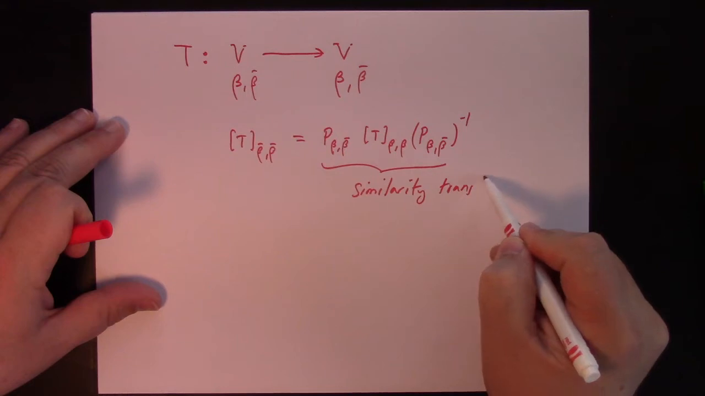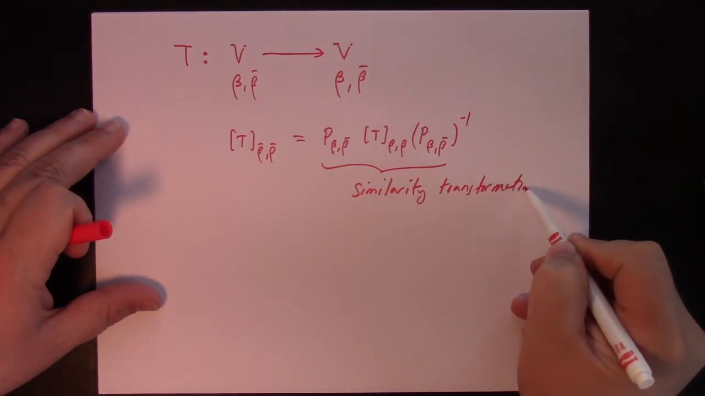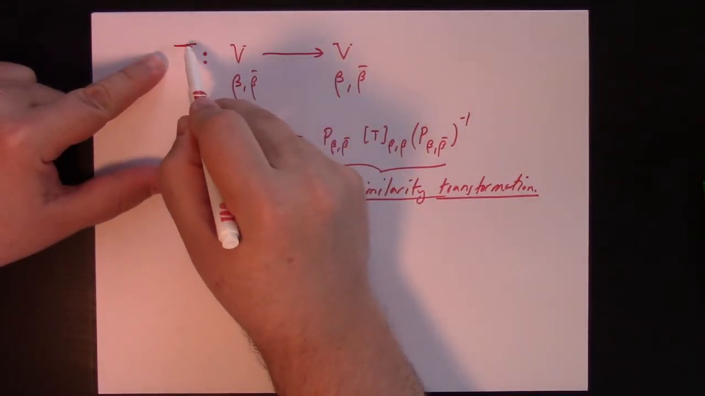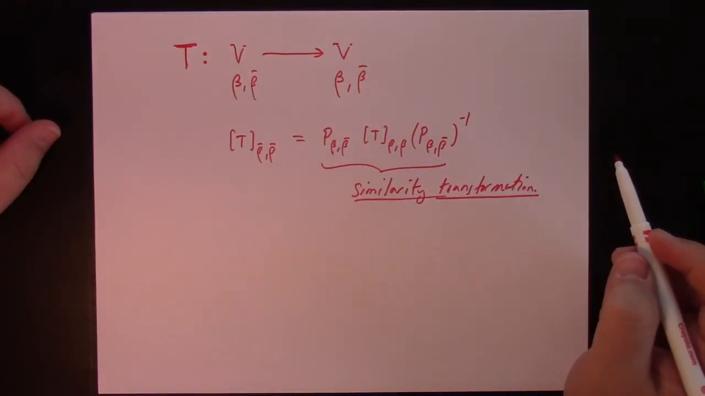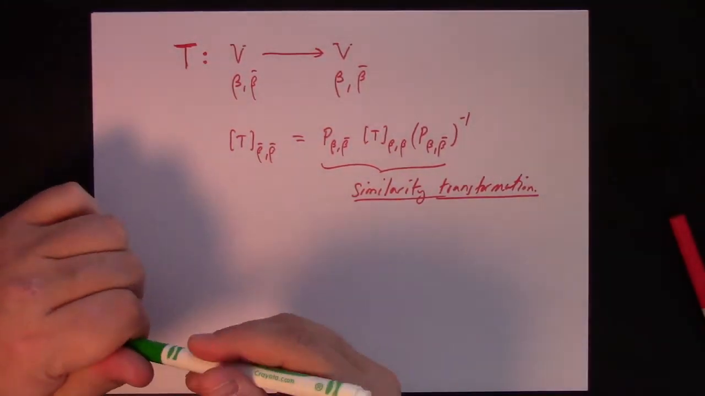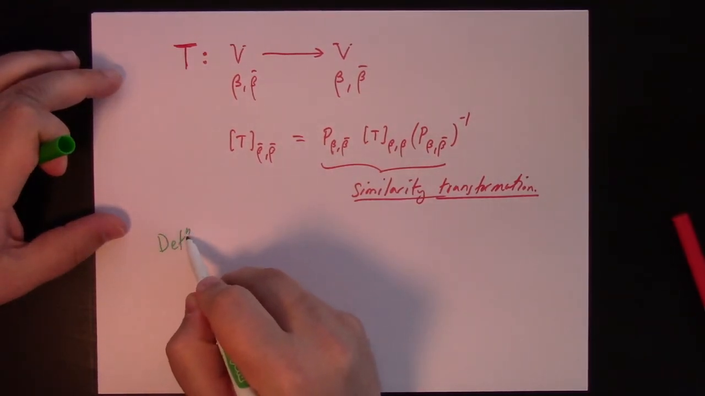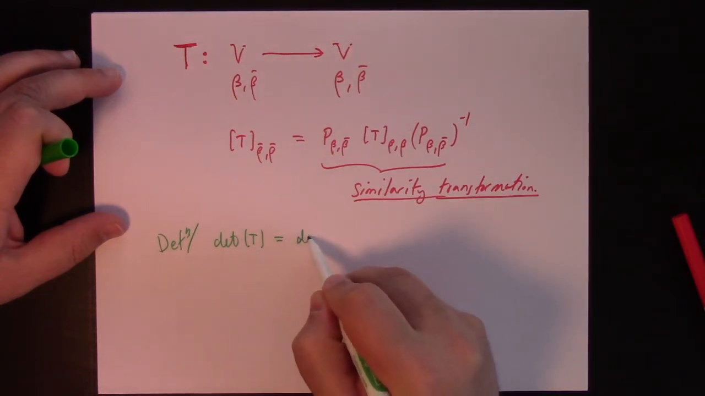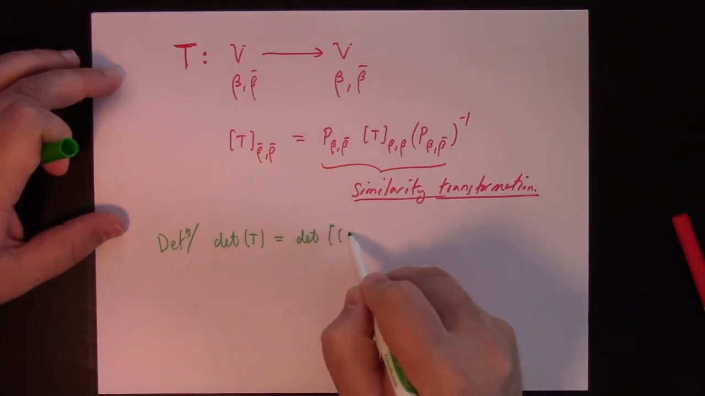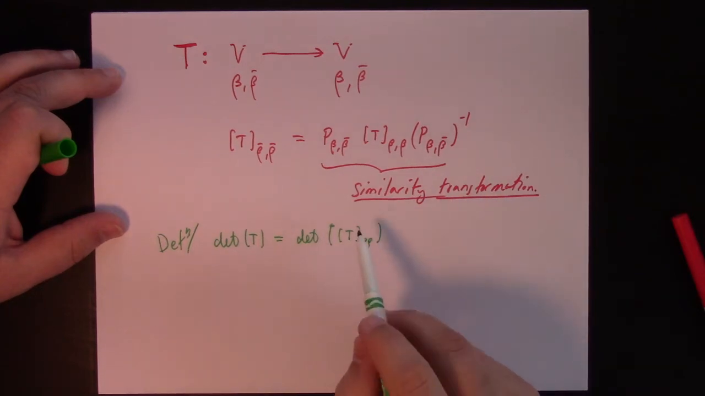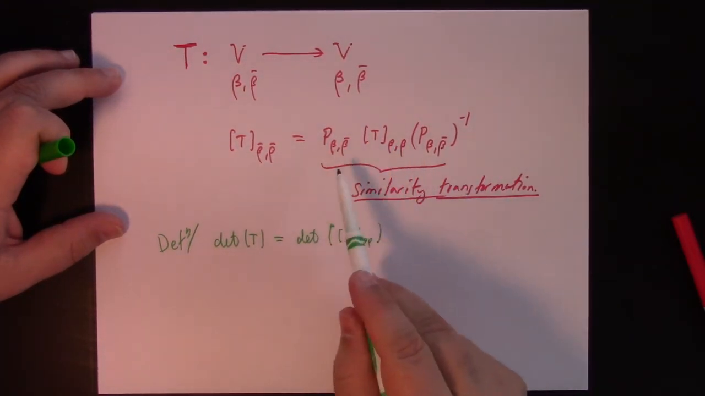So with this in view, it all of a sudden makes sense to define, for a linear transformation, things which are invariant under similarity transformation. This gives us license to define things like, for example, the determinant of T. It now makes sense to say the determinant of T is just the determinant of the matrix of T with respect to a basis beta, because it doesn't matter which basis you pick, they all give you the same determinant. Because if I change to the bar basis, it gives you the same determinant.